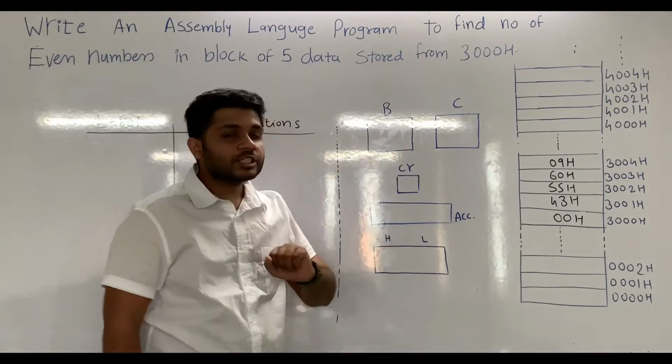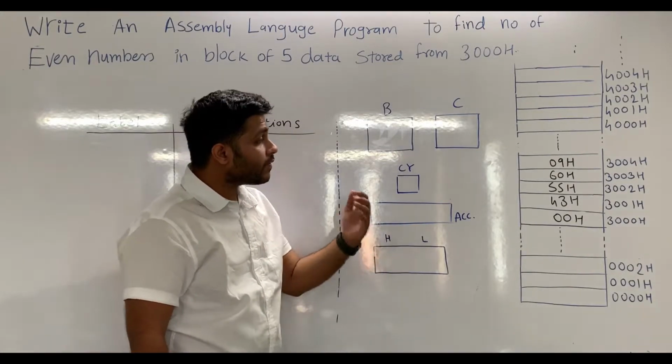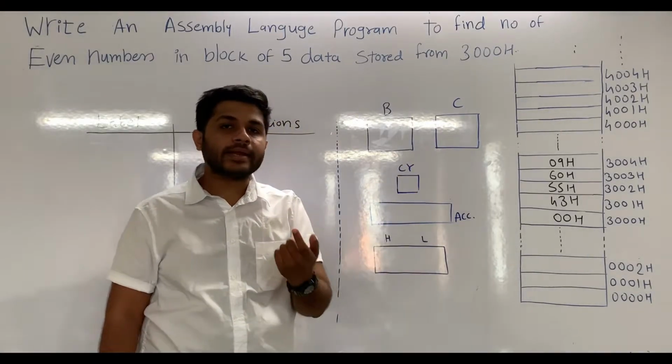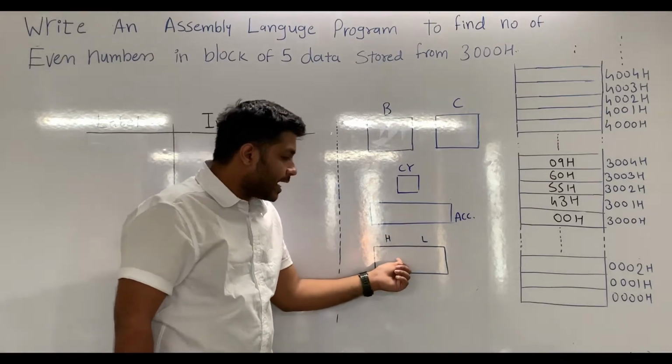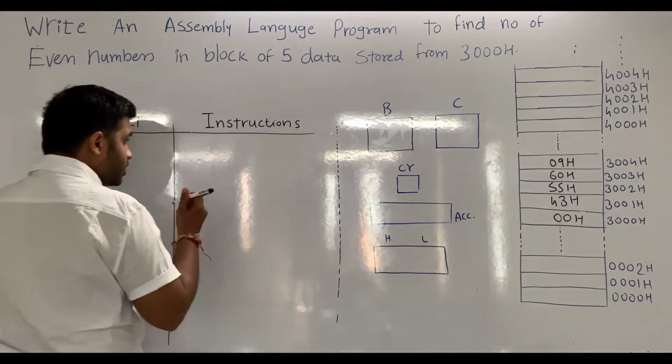We will initialize register C as the counter for even numbers. So whenever we find any even number, the value of C will be incremented by 1. The accumulator is used to hold the data being checked. The HL pair is used as a memory pointer. So let's initialize these registers.